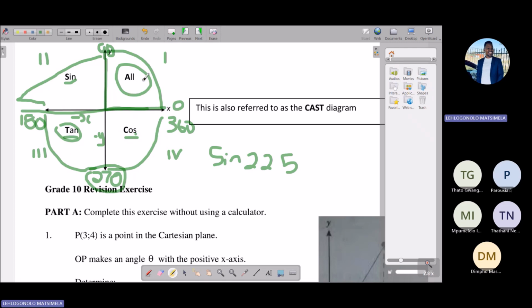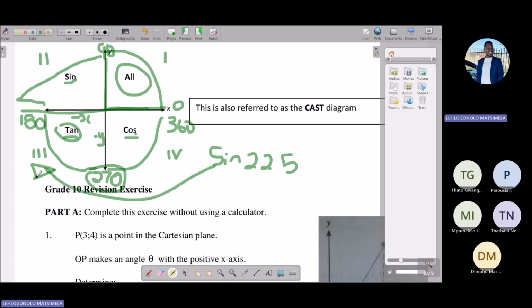Here the angle is less than 90. 225 is more than 90, so it's not here. Here the angle is above 90 but less than 180. 225 is not here. But on the third one, the angle is more than 180 but less than 270. From 180 we will pass 225 before we get to 270. So sine 225 is in quadrant number 3.